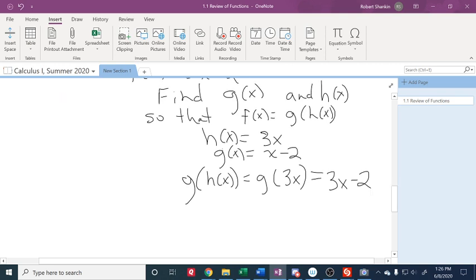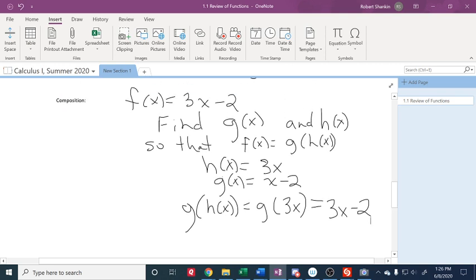All right, so my next question then is, is this unique? Or is there another possible answer to this? Could you come up with two different functions, h of x and g of x, so that when you put them together in composition, you get 3x minus 2? I'm going to give you 30 seconds very quickly to discuss that. What do you think? Is this unique? Is there only one answer? Or are there more?